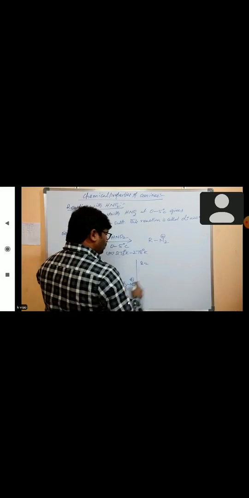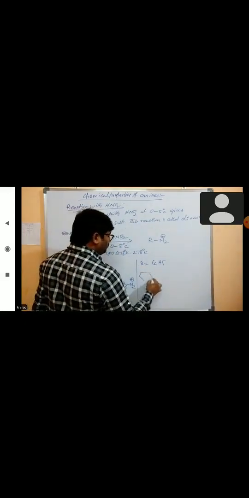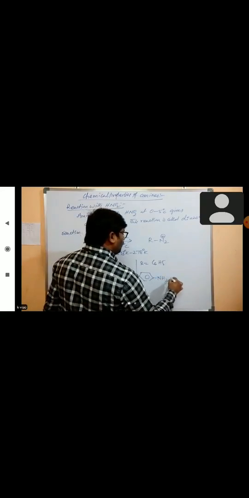If R is equal to C6H5, that is a phenyl ring, then C6H5NH2 is nothing but aniline. So we can write like this: aniline with NaNO2 plus HCl, or HNO2, at 0 to 5 degrees centigrade gives benzene diazonium chloride, C6H5N2+ Cl-. So this is the reaction with HNO2.